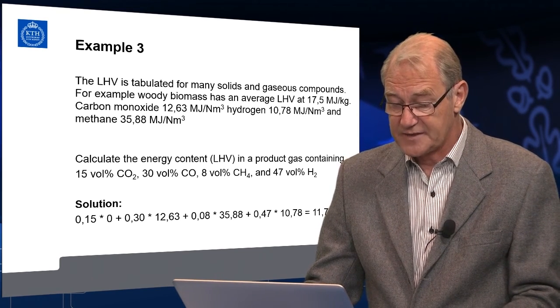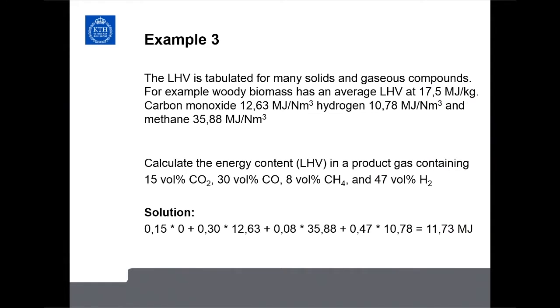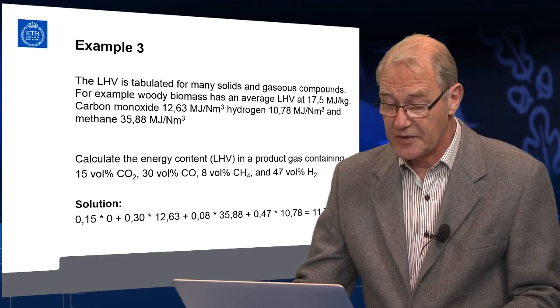Now, if we have a product gas with 15 volume percent of carbon dioxide, 30 volume percent of carbon monoxide, 8% of methane, and 47% of hydrogen, how high is the total lower heating value of the product gas? The solution is that we have listed already the numbers here, which is the heating value for each gas component, and this is the composition of the gas, and we simply take the amount of gas multiplied with the heating value and sum it up, and then you will have 8.73 megajoule in the product gas.